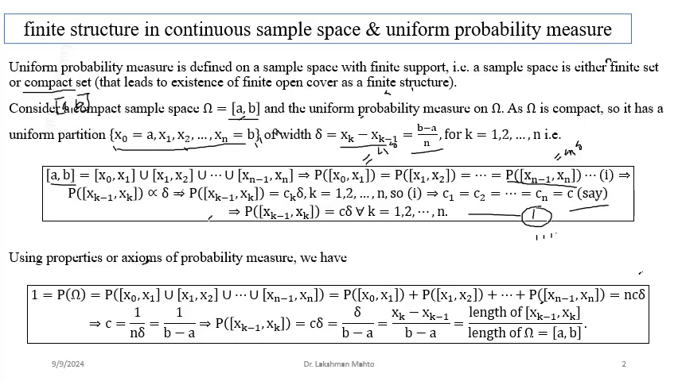So what is the probability of occurrence of the kth interval? For the kth interval, it is c times delta, that means delta by (b minus a). What is delta? It is the width of the kth subinterval, and b minus a is the width of the sample space. So what you got is: the probability of a subinterval is the length of the corresponding subinterval divided by the total length, the length of the sample space.